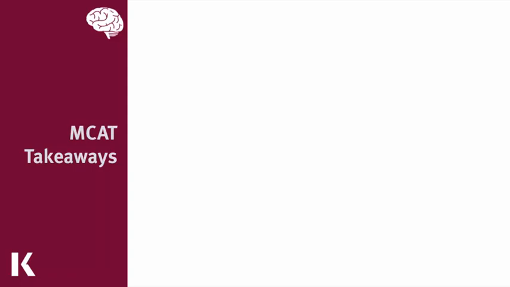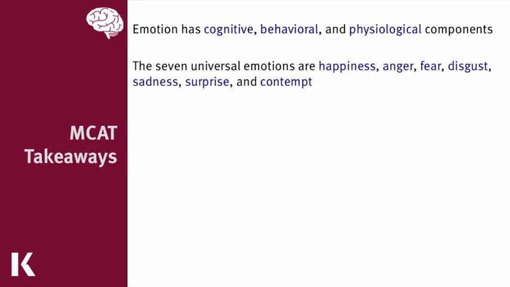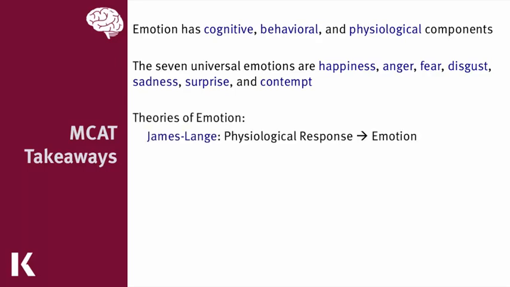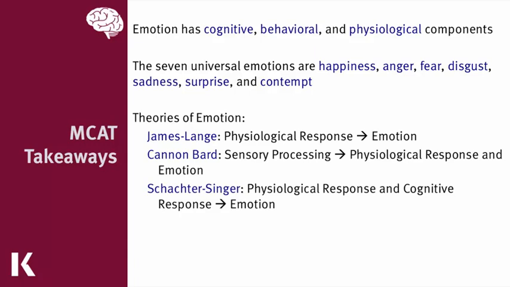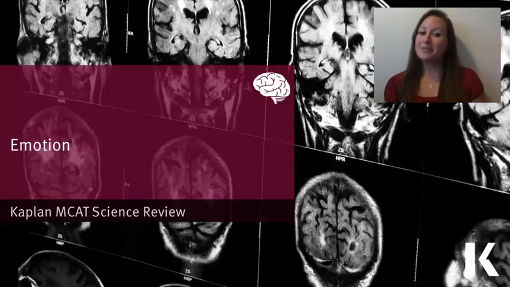To highlight the key points that we want to remember for the MCAT is that our emotions are based on 3 components: our cognitive, behavioral, and physiological responses, and that there are 7 universal emotions that people can interpret or exhibit regardless of their cultural background, and that there are 3 theories of emotion that try to relate our physiological and cognitive processing and determine how that influences our emotional response. And finally, that the limbic system is very important in our emotional processing and memory. Well, that's what the MCAT exam writers expect you to know about emotions.